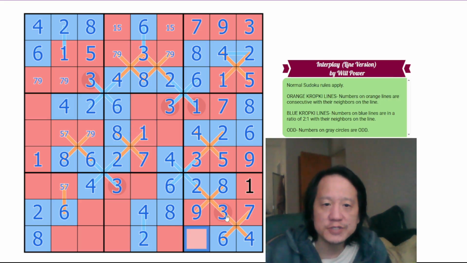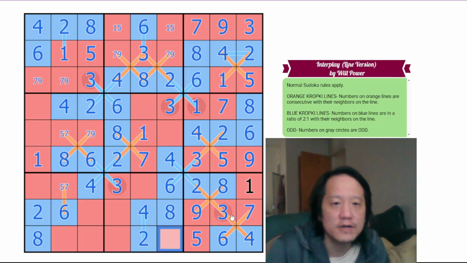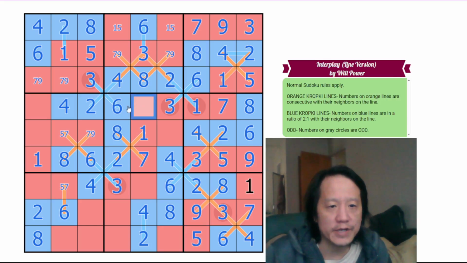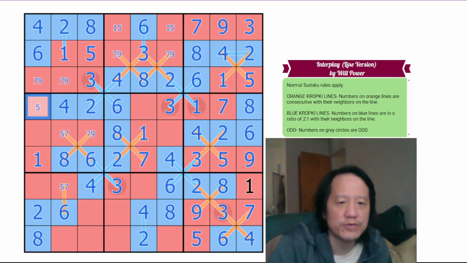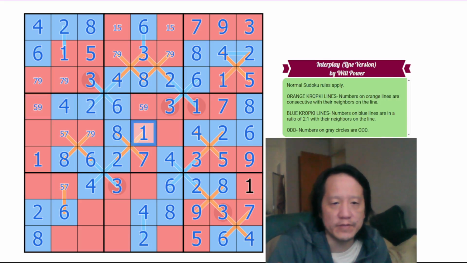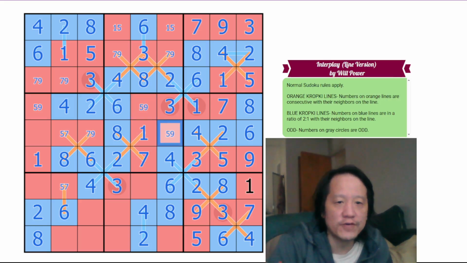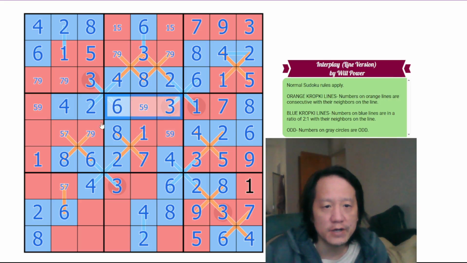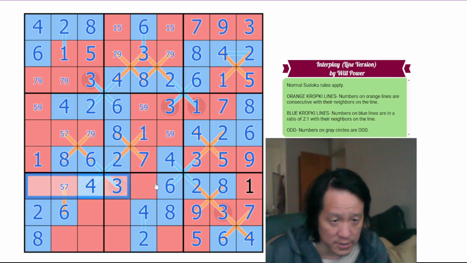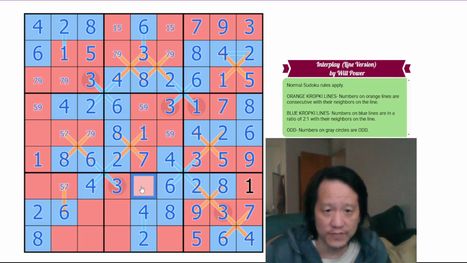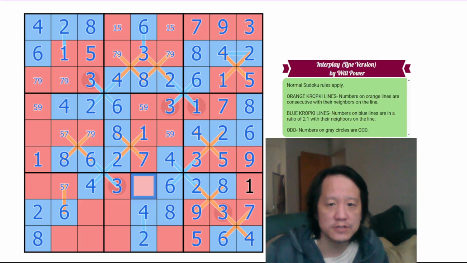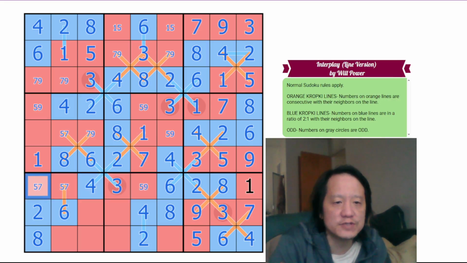Remaining digit in column 7 is a 5. Remaining digits in row 4 are 5 and 9. Okay. Well, both of them could still be 5 or 9. Same with this. This could be 5 or 9 in this central box. Remaining digits in row 7 are 5, 7, and 9. So this is 5 or 9 here, and this is 5, 7, or 9 here.